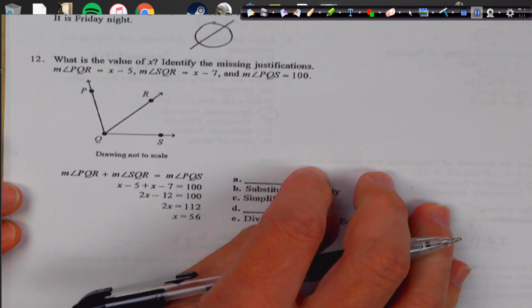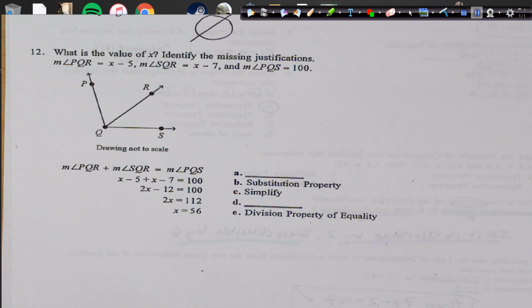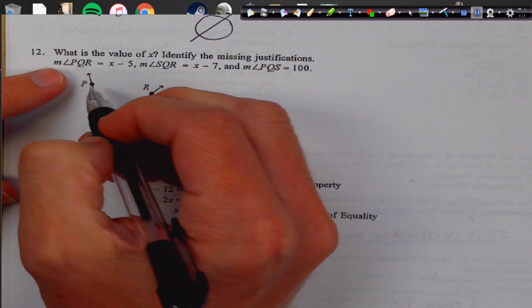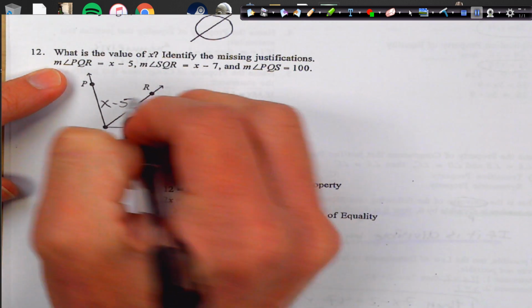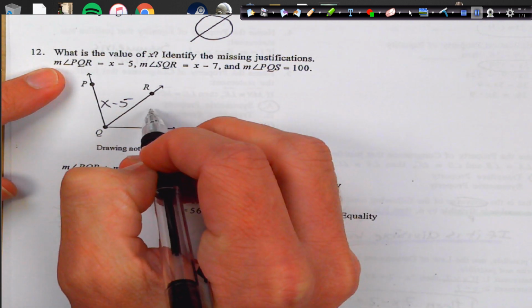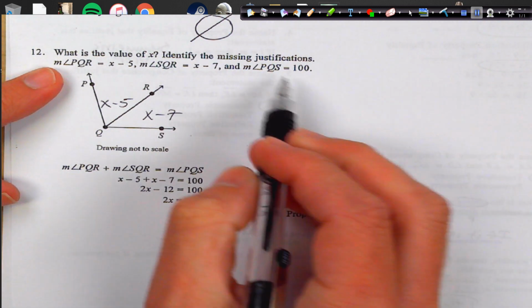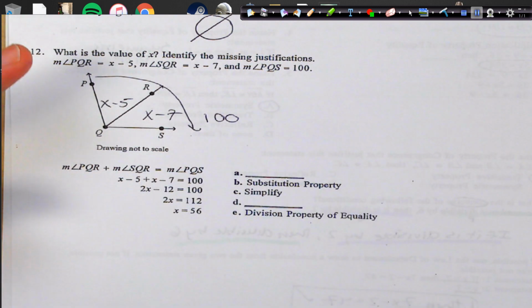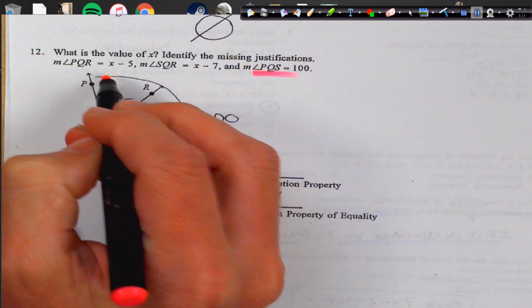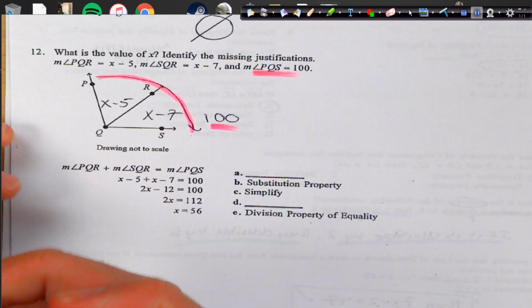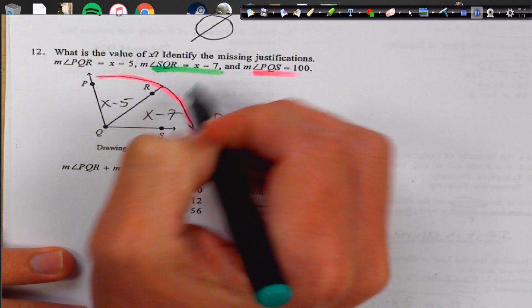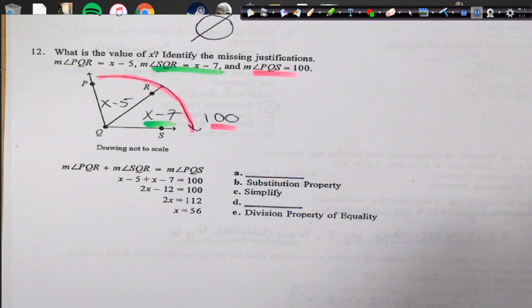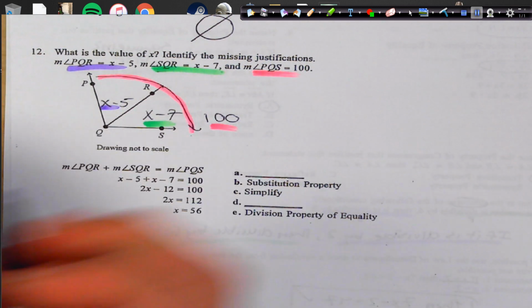Number 12. What is the value of x? Identify the missing justifications. We have PQR. I always like to write my information in. PQR is x minus 5. SQR is x minus 7. And the whole angle is 100. Not only do I like to mark it, but I also like to use our colors. Yay for color. Okay?